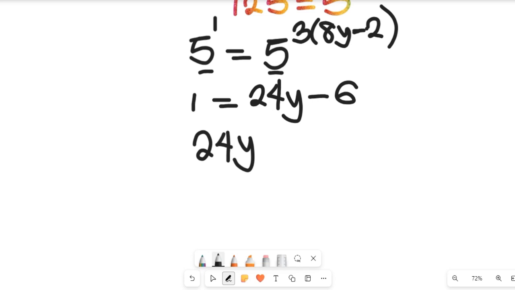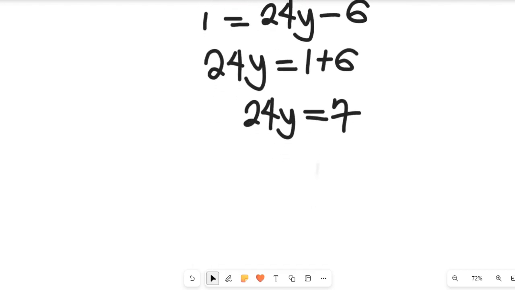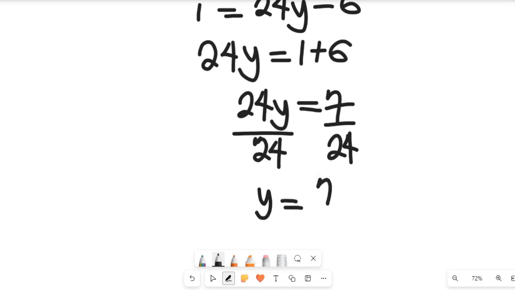24y equal to, if we add 6 to both sides, 1 plus 6. So this is going to give me 24y equal to 7. With this, if I divide here by 24 and divide this end by 24, the value of y will be equal to 7 divided by 24.